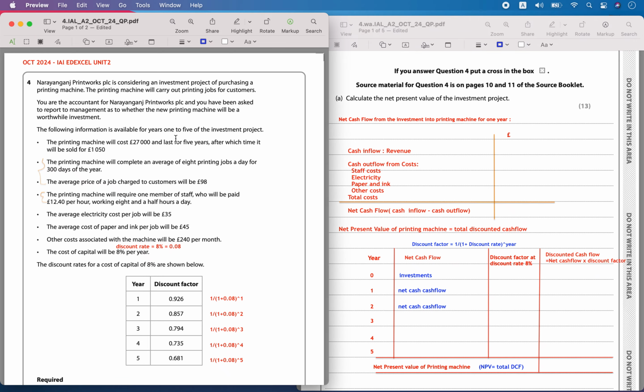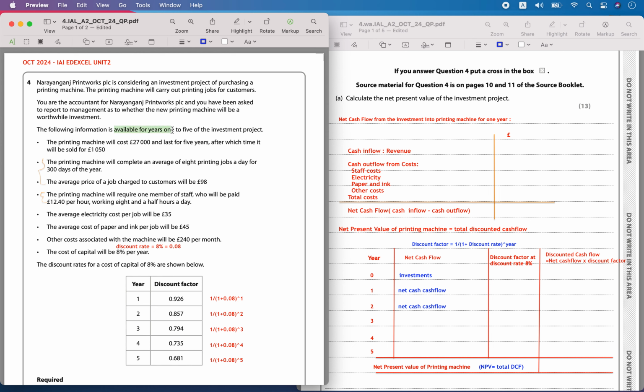Hello, today we are solving the October 2024 paper, Unit 2, question number 4. Narayan Ganj Print Works PLC is considering an investment project of purchasing a printing machine. The printing machine will carry out printing jobs for customers. You are the accountant of Narayan Ganj Print Works PLC and you have been asked to report to the management as to whether the new printing machine will be a worthwhile investment.